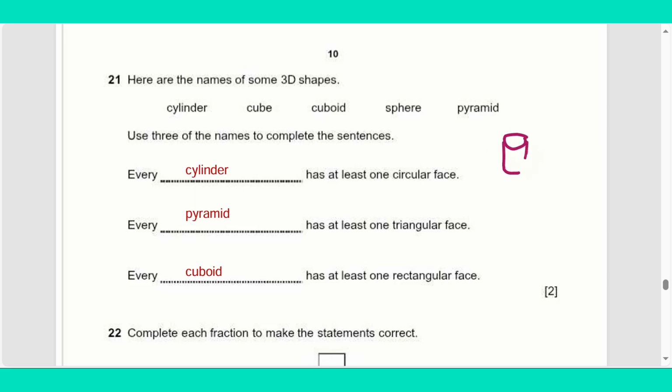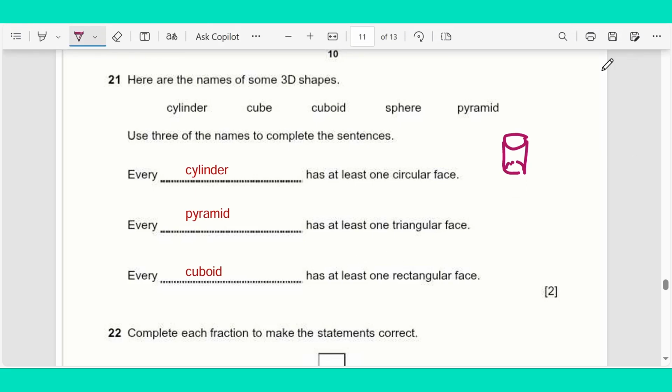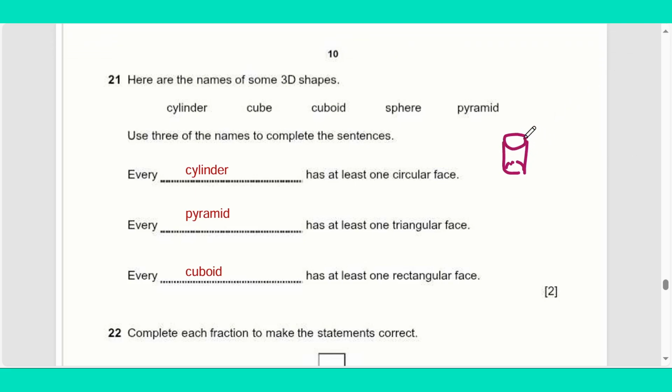So you choose this one here. This is the circular face, and then pyramid is something like this. So at least it has a triangular face here, and cuboid is something like that. At least one rectangular face. Now let's move on.